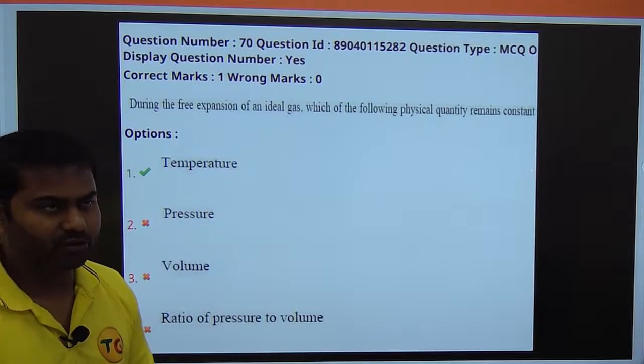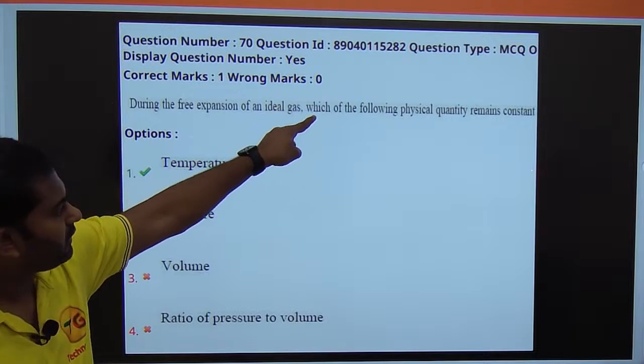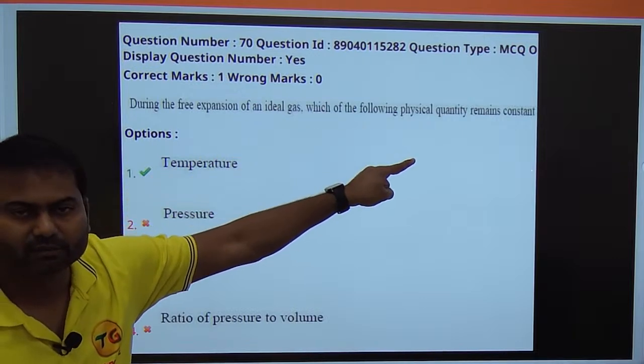This is a straightforward question. During the free expansion of ideal gas, which of the following physical quantity remains constant? Temperature.